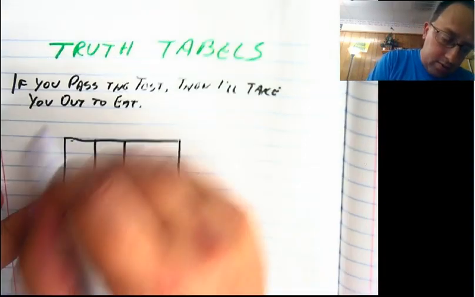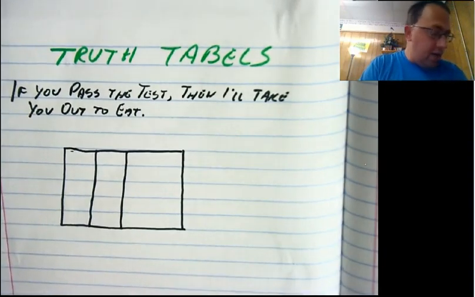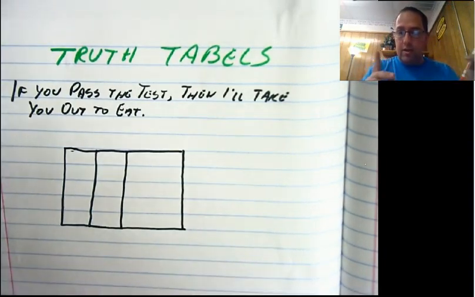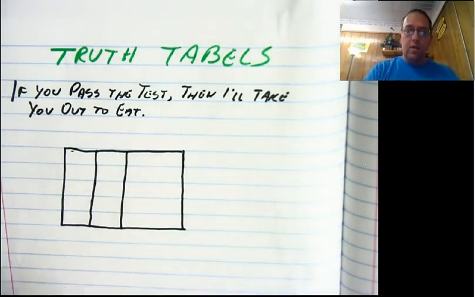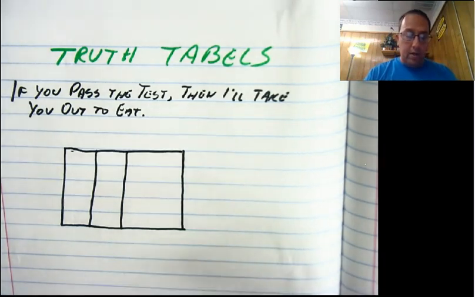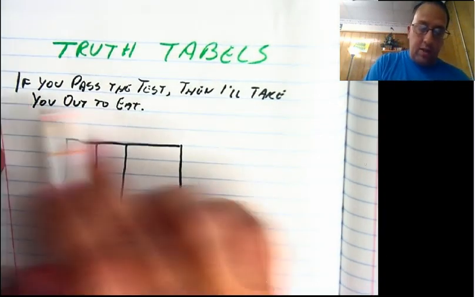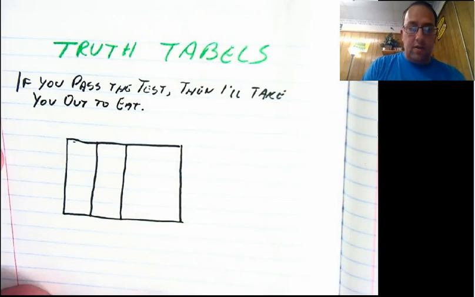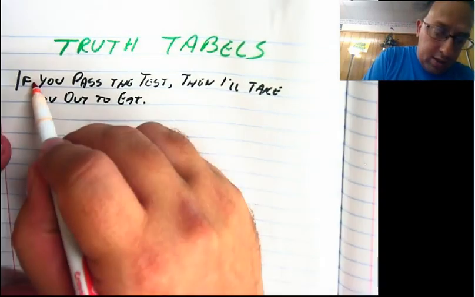So this is conditional. What's this? We have an if and then. So we need to specify the hypothesis and we need to specify the conclusion. So if P, then Q. The hypothesis, here we have our statement: if you pass the test, then I'll take you out to eat. The hypothesis is just this part here.